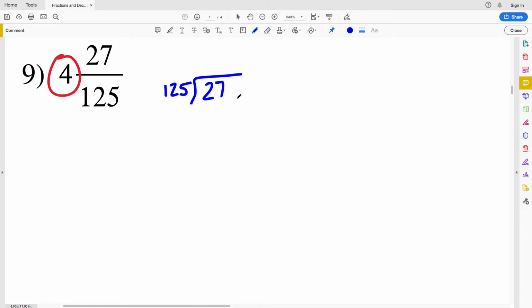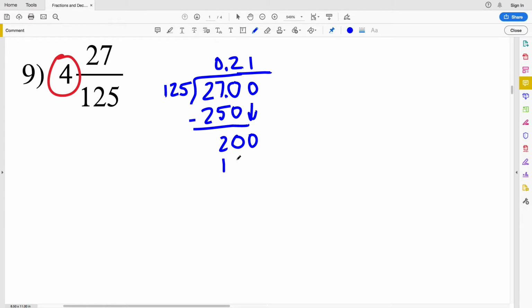I know 125 doesn't go into 27, so I'll write a 0, keeping my decimal point, and see how many times 125 goes into 270. And that's going to be 2 times, because 2 times 125 is 250. So when I subtract that, I'll have a remainder of 20. And I know 125 doesn't go into 20, so I'll bring down that 0 and see how many times it goes into 200, which is 1 time. So then I'll subtract 1 times 125, which is 125, from that 200. And that will leave me with 75.